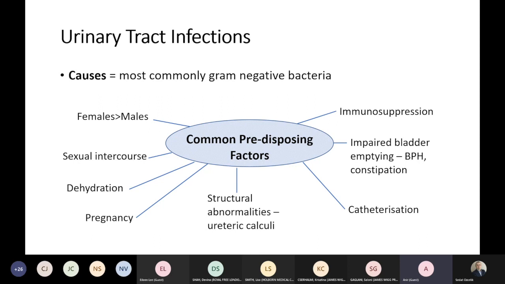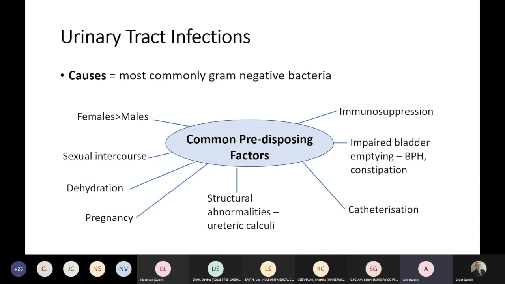So urinary tract infections are most commonly associated with gram-negative bacteria, and traditionally the most common gram-negative bacterium that causes urinary tract infections is E. coli. But remember, there can be other atypical organisms like Klebsiella, or even in resistant urinary tract infections, organisms like Pseudomonas that can cause these kinds of infections. As you can see on the screen, there are lots of common triggers.